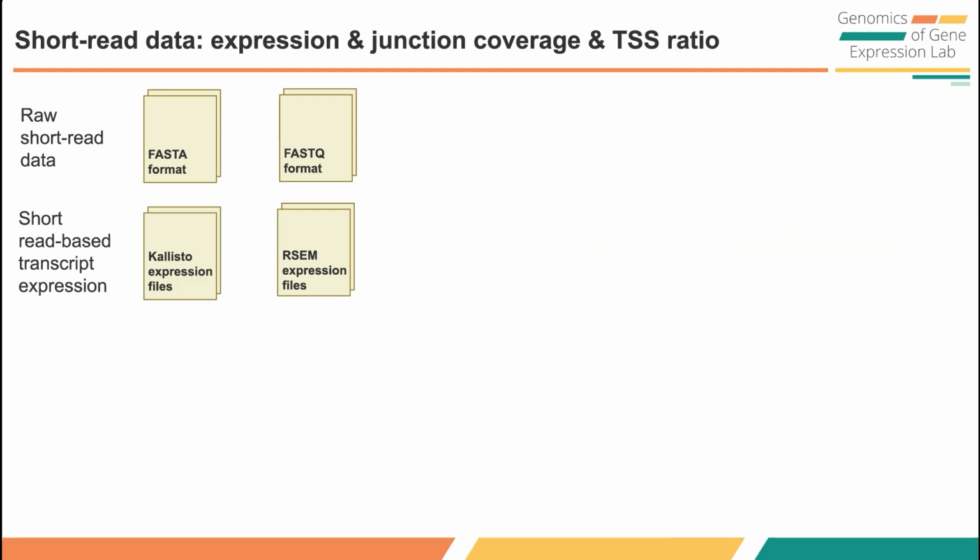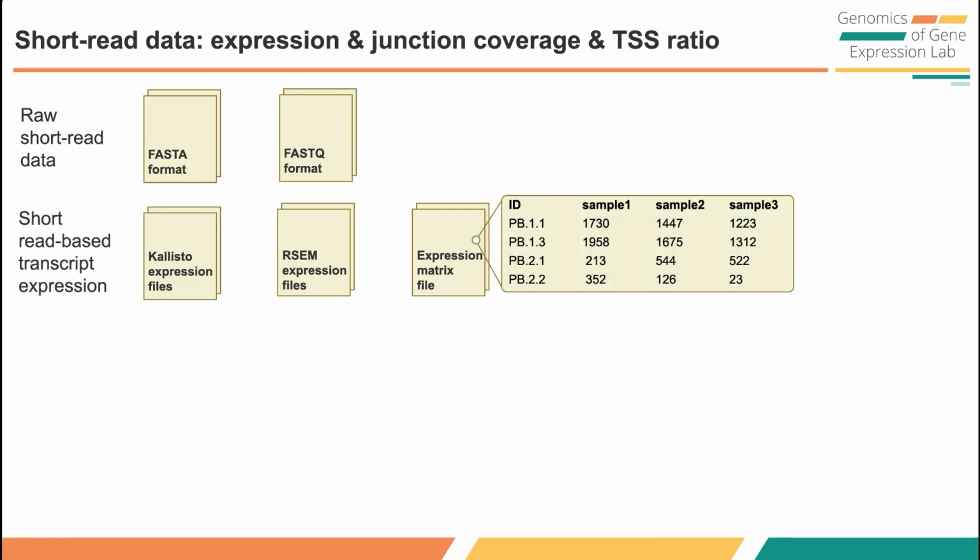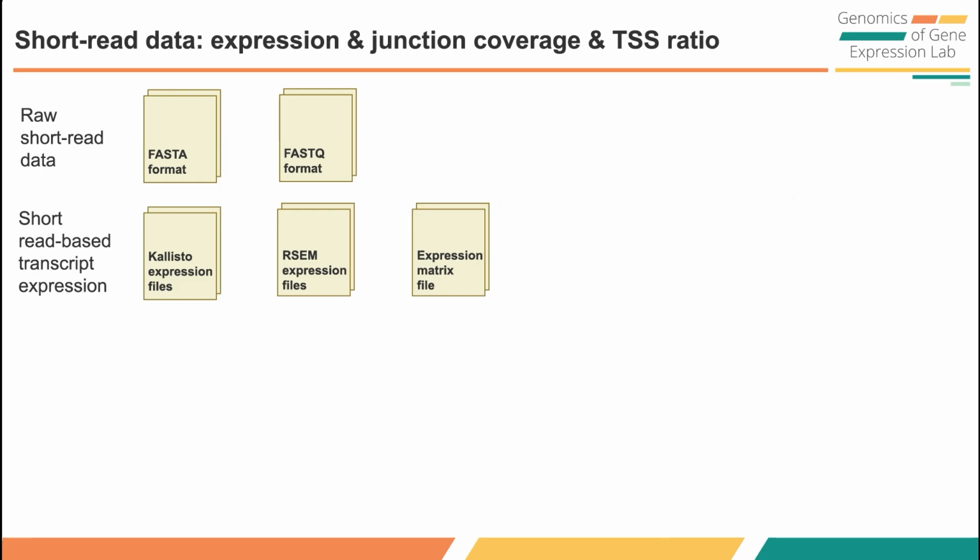Alternatively, it is possible to provide a pre-computed expression matrix. The matrix should be a tab-separated file with transcripts as rows and samples or replicates as columns. Transcript identifiers must match the ones included in the input long read-defined transcriptome, and the name for that column must be ID. The rest of the columns in the header can be named as desired and should correspond to the sample or replicate identifier. The next is splice junction coverage by short reads.